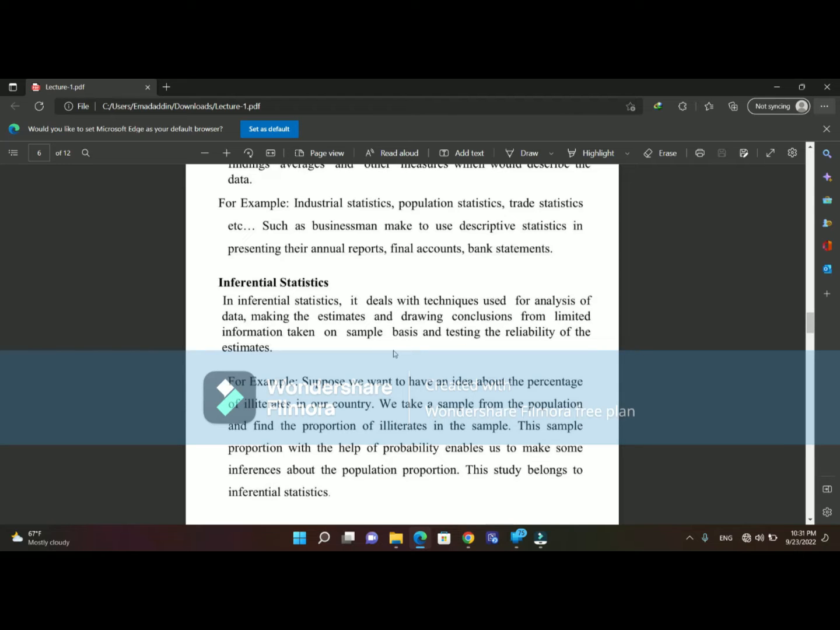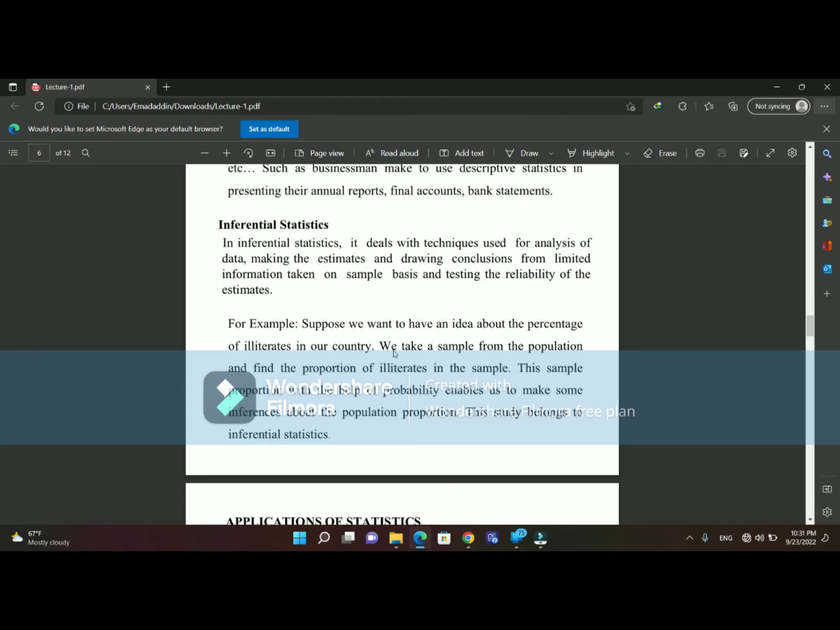The example for inferential statistics: suppose we want to have an idea about the percentage of illiterates in our country. We take a sample from the population and find the number of illiterates in the sample. This sample, with the help of probability, enables us to make some inference about the population proportion. This study belongs to inferential statistics.